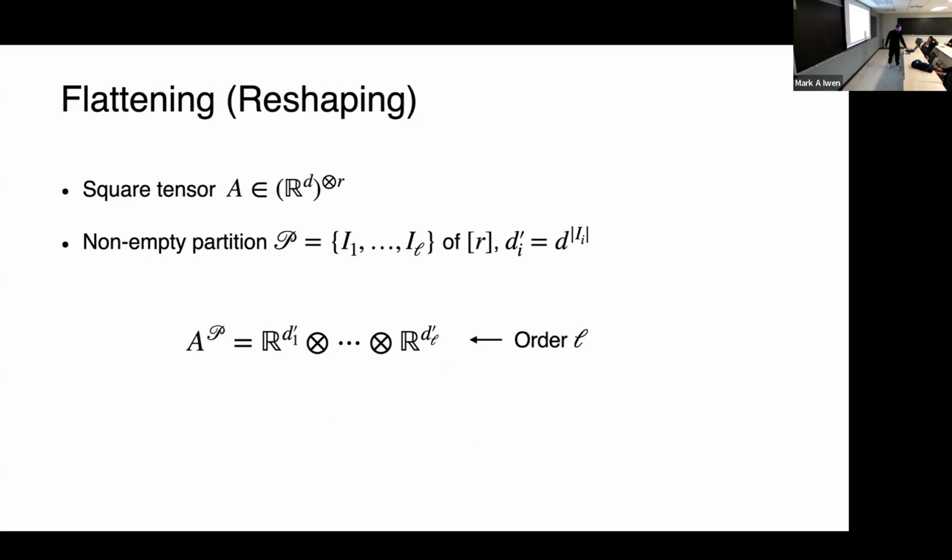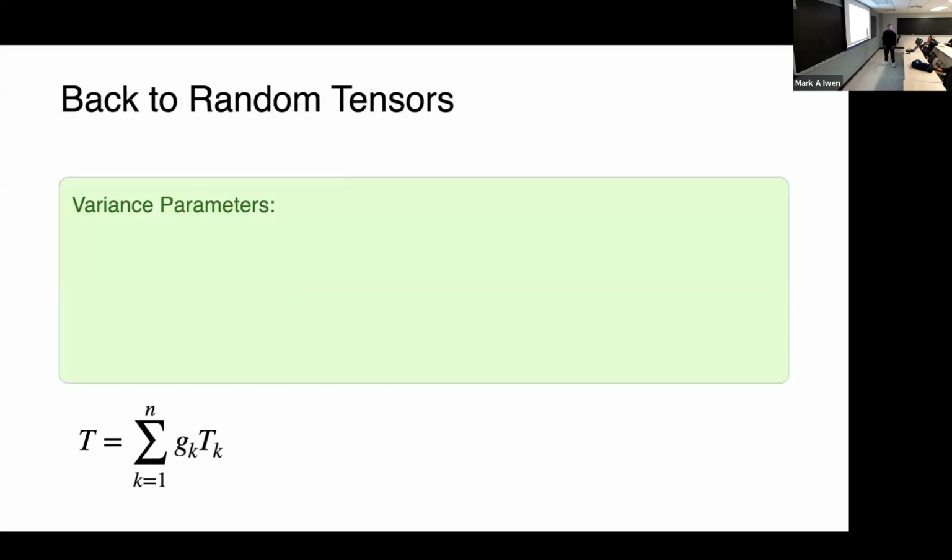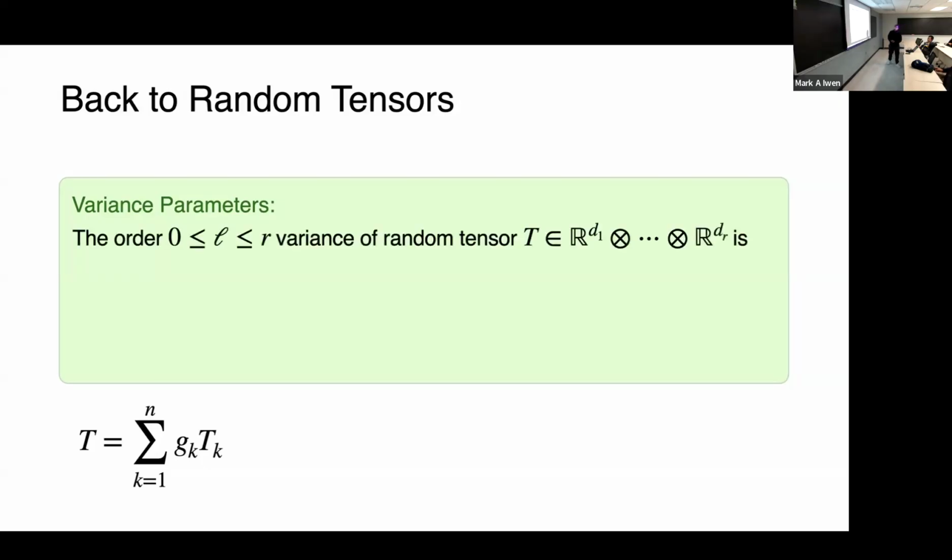Right, and it's order L. Okay, so now that we have defined that notation, I can introduce the variance parameters that come up in the bound. So recall that T again is the jointly Gaussian tensor where the TKs are deterministic. So we'll actually have a family of variance parameters corresponding to different orders for the tensors. And these orders range from 0, a scalar, all the way to R.